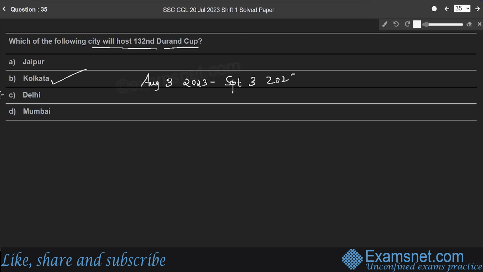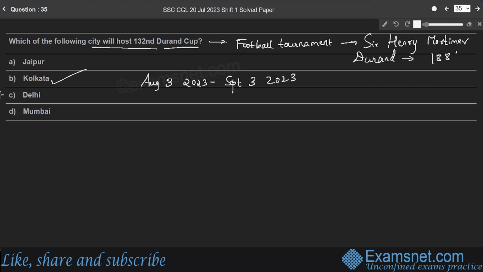So what is the Durand Cup then? The Durand football tournament, known as the Durand Cup, was started by Sir Henry Mortimer Durand in Shimla in 1888, right? The organizing body of the Durand Cup is the Durand Football Tournament Society. The most successful teams in the Durand tournament are East Bengal and Mohan Bagan.